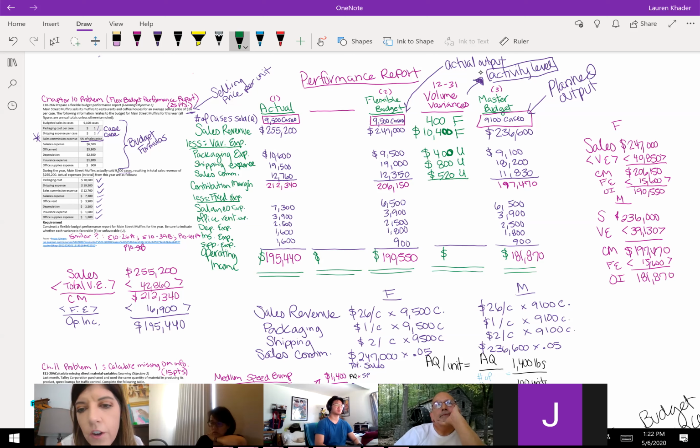Take the time, figure out how much in unfavorables you have so that you can subtract it from the favorable revenue variance and figure out what the variance would be, and then compare it to here too. So do both to check your work.